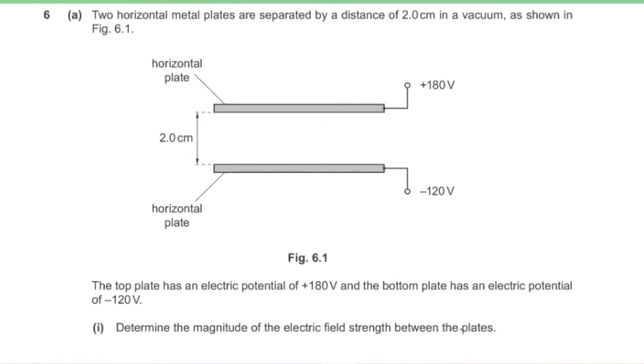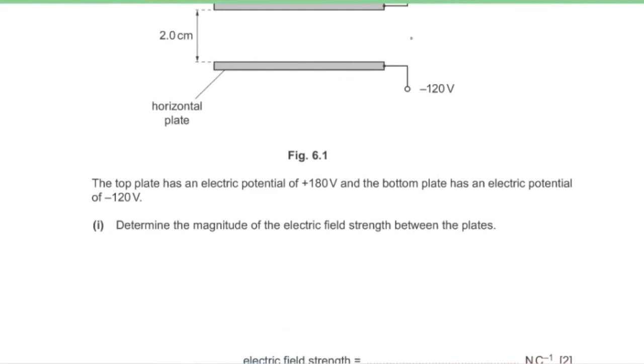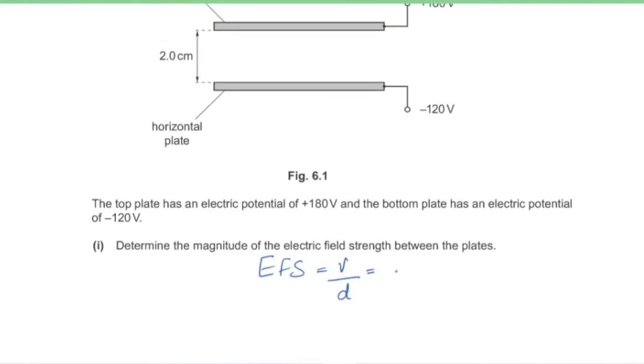Question number 6, part A. Two horizontal metal plates are separated by a distance of 2 centimeters, which is also 0.02 meters, in a vacuum as shown in figure 6.1. The top plate has an electrical potential of positive 180 volts and the bottom plate has an electric potential of negative 120 volts. Part 1. Determine the magnitude of the electric field strength between the plates. So electric field strength is equal to voltage divided by the distance. The voltage we have over here is positive 180 minus negative 120, divided by the distance of 0.02 meters, and we get an electric field strength of 15,000 magnitude.